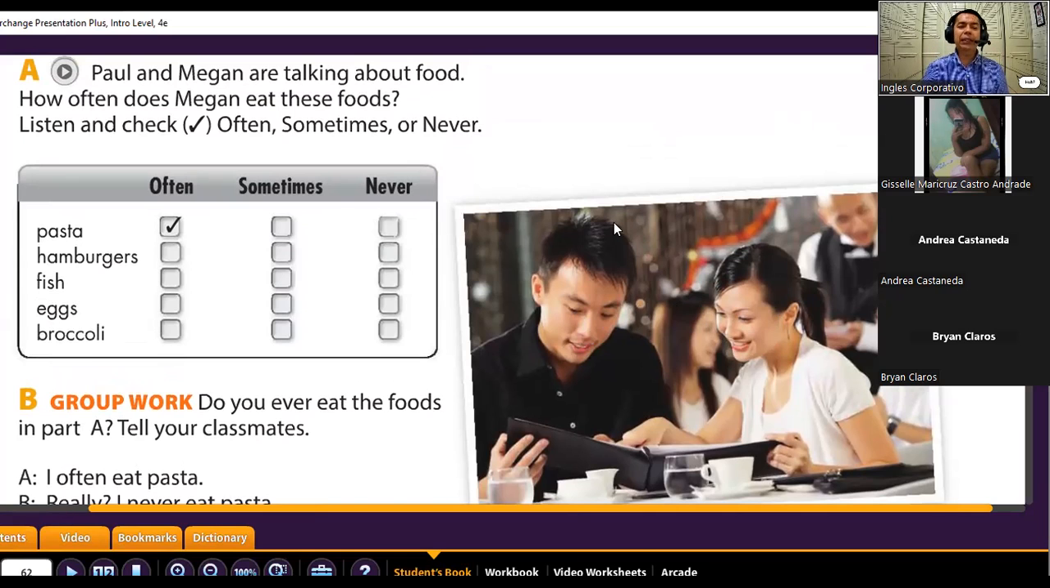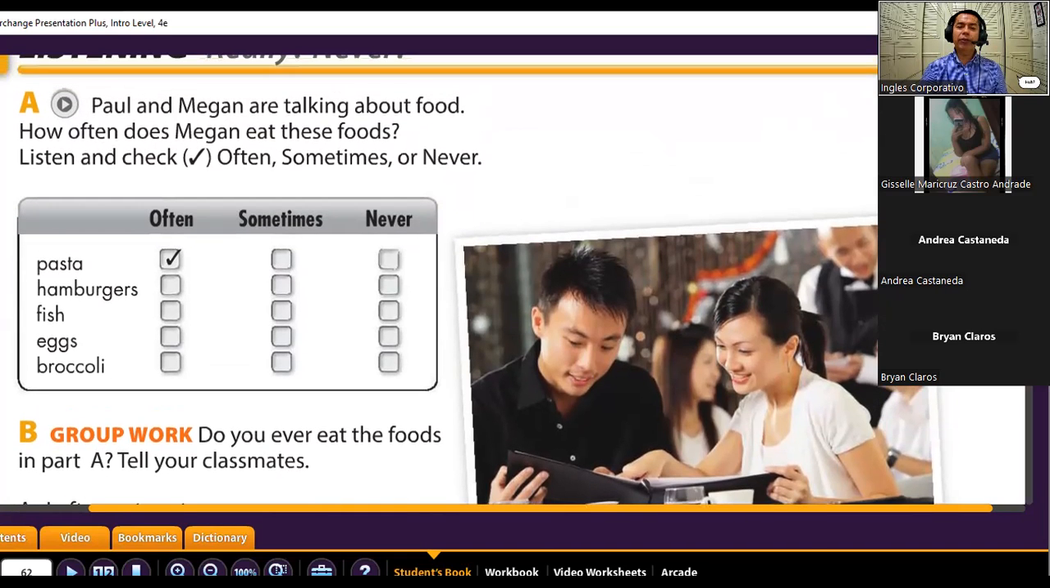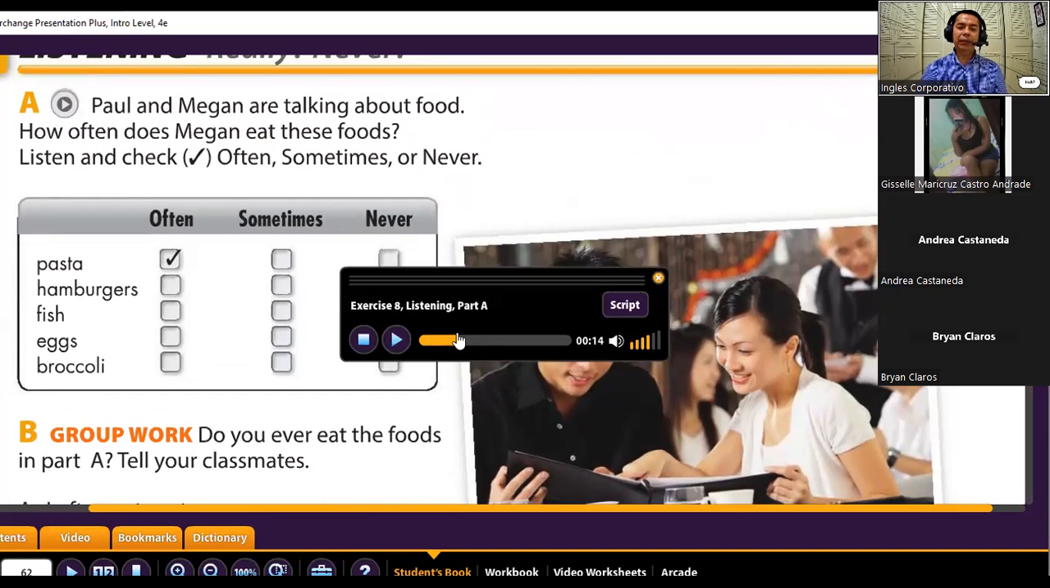How often does Megan eat this food? ¿Con qué frecuencia come Megan este tipo de comida, right? Pasta, hamburgers, fish, eggs, and broccoli. So you're going to copy often, sometimes, or never, right? Page 62. Listen, please. Sometimes or never.